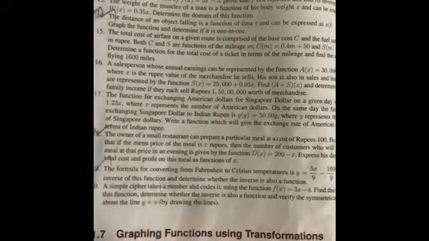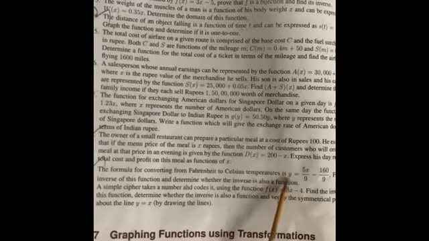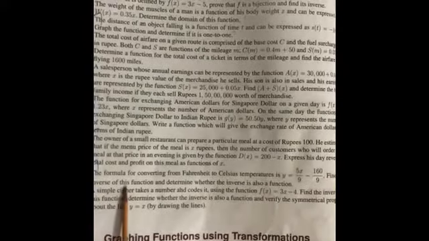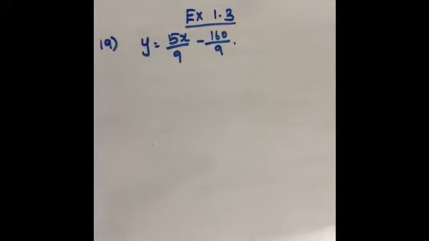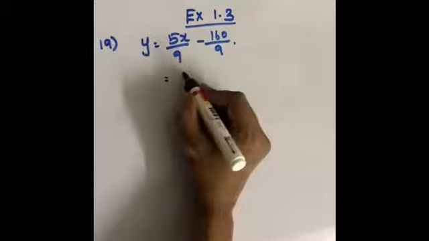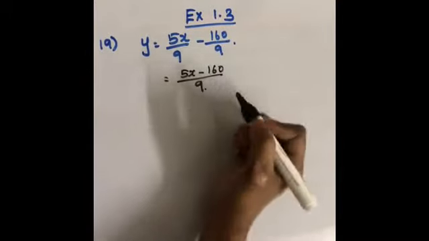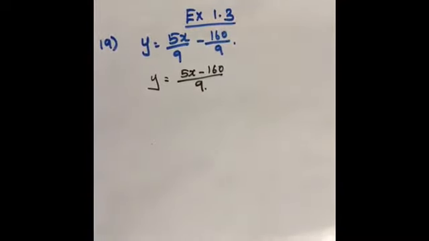19th one, the formula for converting from Fahrenheit to Celsius temperatures is y is equal to 5x by 9 minus 160 by 9. Find the inverse of this function and determine whether the inverse is also a function. Y is equal to 5x by 9 minus 160 by 9, that is equal to 5x minus 160 divided by 9, and y is equal to f of x also. Okay, remember that in mind.